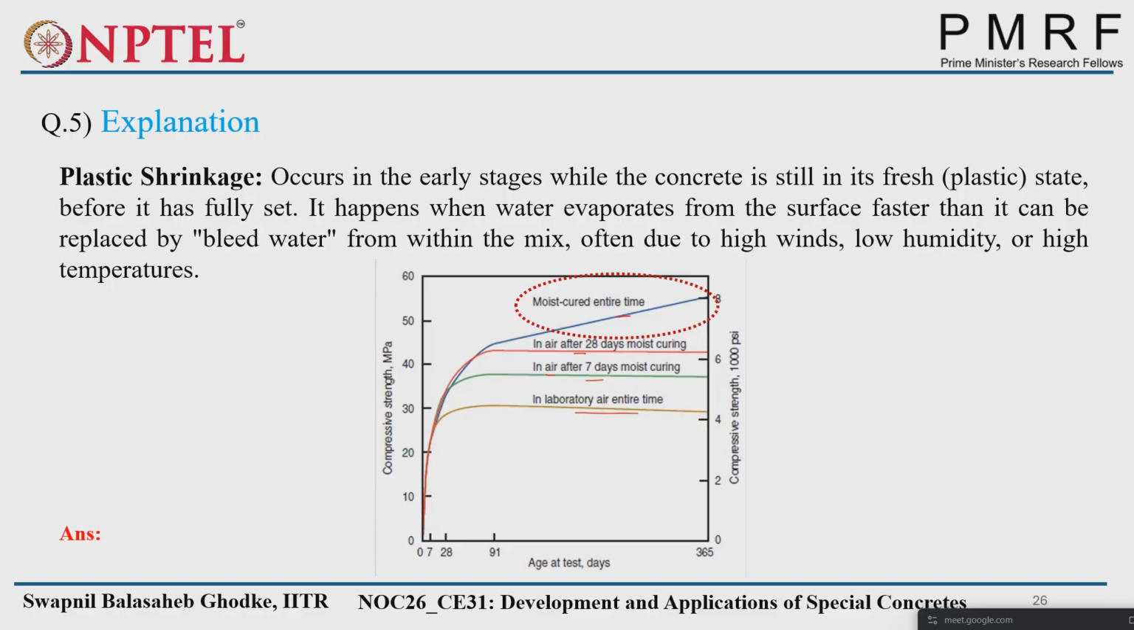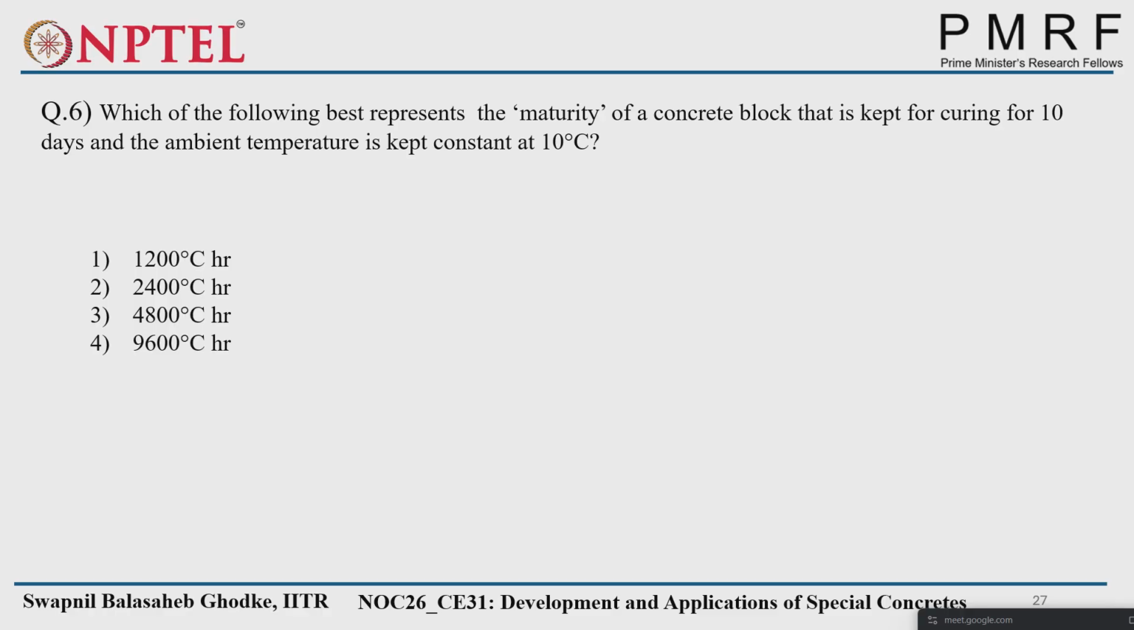In this plot we saw continuous water curing. Already we are increasing the strength as compared to air curing. And plastic shrinkage occurs in the early stages while the concrete is in the plastic state. Before it has fully set, water will evaporate from the surface of the concrete, which may be due to high winds, high temperature, or low humidity. Because of that evaporation, we'll observe plastic shrinkage and cracking, right? So that's why one is an increase and the other one is a decrease.